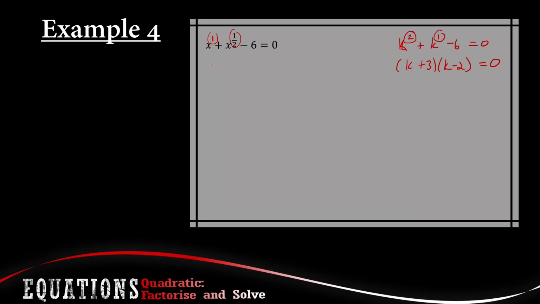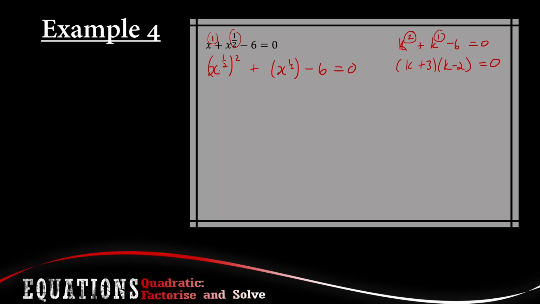So you can actually just rewrite this as (x^(1/2))^2 + (x^(1/2)), I'm going to put this in brackets, minus 6 equals 0. So now you can treat this as if it was k, whatever you would do with k, you do with x to the power of a half. You can even, if it makes it easier for yourself, replace it with k, factorize it, and then put it back, replace k again with x to the power of a half.